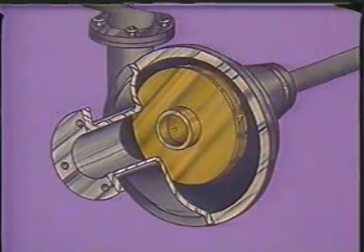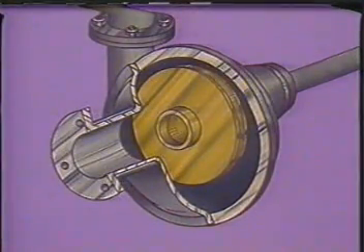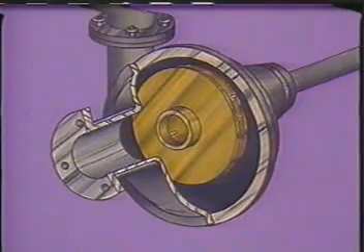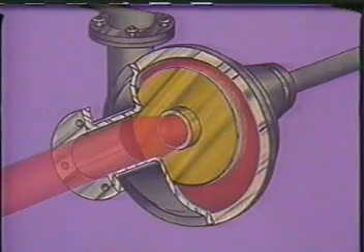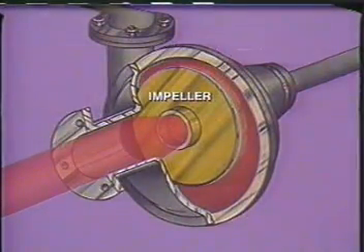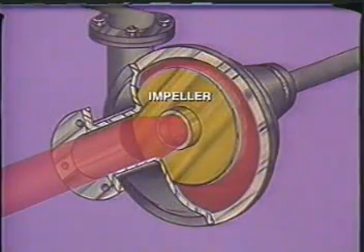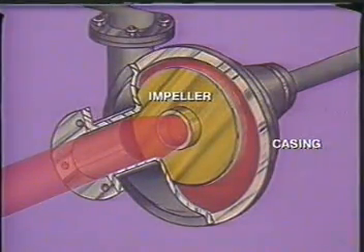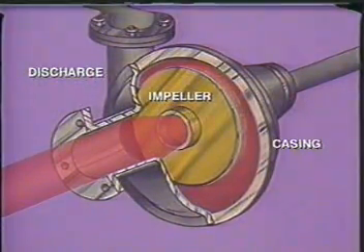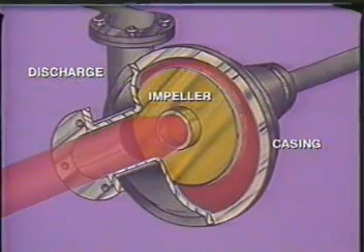The same principle applies in a centrifugal pump. As liquid enters the pump, it strikes a whirling disc called the impeller. The impeller spins the liquid outward into the casing, where it's forced through the discharge port at higher pressure. Let's take a closer look at the parts of the pump. First, let's consider the casing.